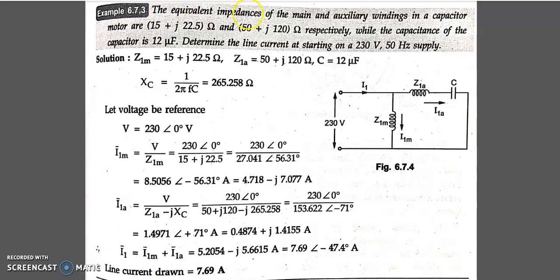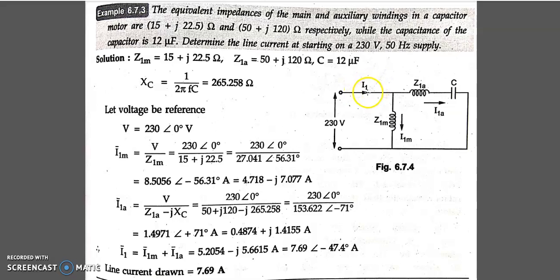The equivalent impedances of the main and auxiliary windings in a capacitor motor are 15 plus j22.5 ohm in rectangular form and 50 plus j120 ohm respectively. That is Z1M is 15 plus j22.5 ohm. This is the main winding, and this is the auxiliary winding. This value is 50 plus j120 ohm. Again we know that the capacitor is always added in series with the auxiliary winding and not with the main winding. As per this problem, the capacitance of the capacitor is 12 microfarad. Determine the line current at starting on a 230 volt 50 hertz supply. So I am supposed to calculate I1 here.